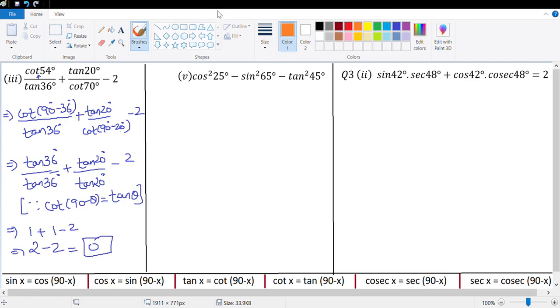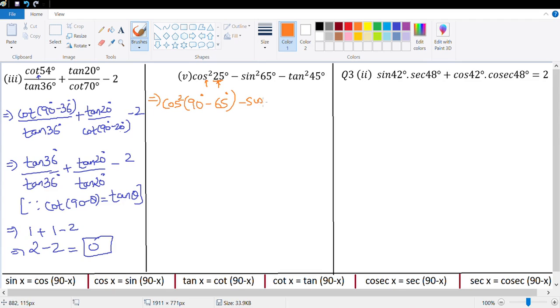Let's look at the next question. The next question that we're doing is question number 2, part 5. It says cot squared 25 degree minus sine squared 65 degree minus tan squared 45 degree. So let's convert this into sine, because cos can be converted to sine, and 25 and 65 are complementary, which means I can write this as cos squared 90 degree minus 65 degree. So all I have done is converted 25 in the form 90 minus 65.